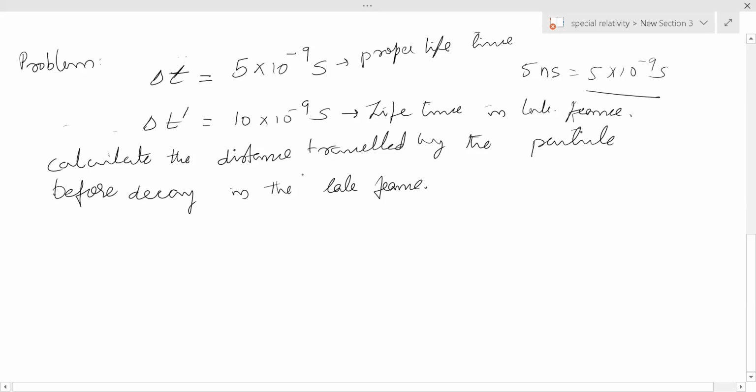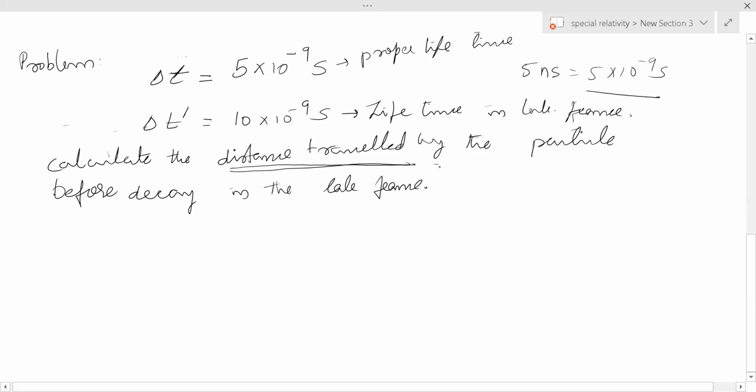Is the question distance clear? Yes. All right. Proper lifetime is given, lab frame is given. You need the distance traveled. You see that there is no velocity given here.